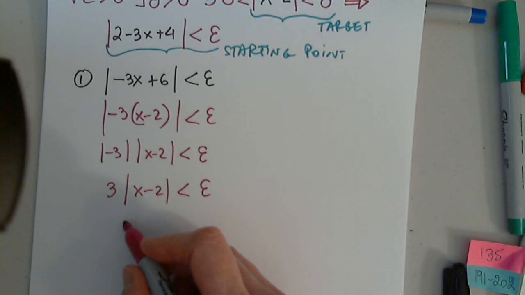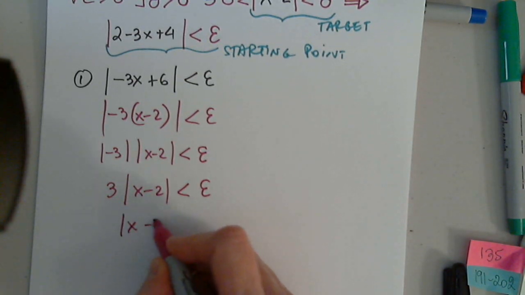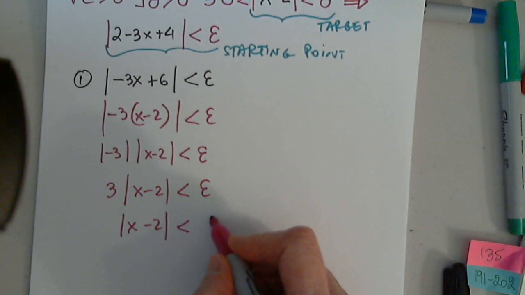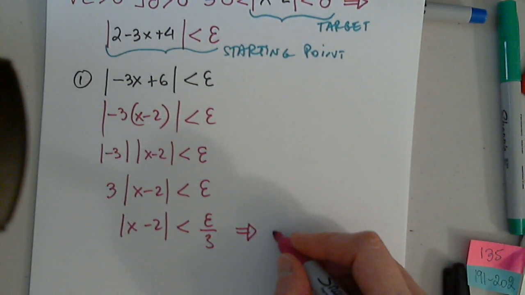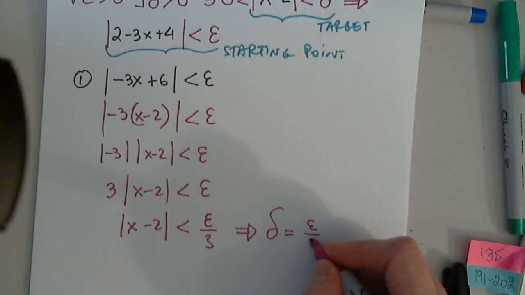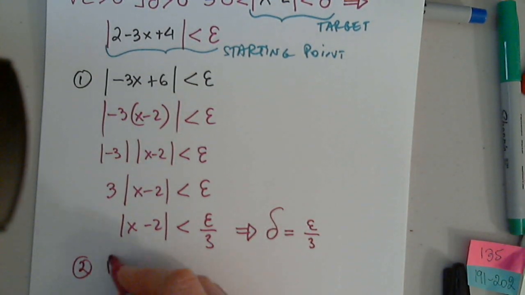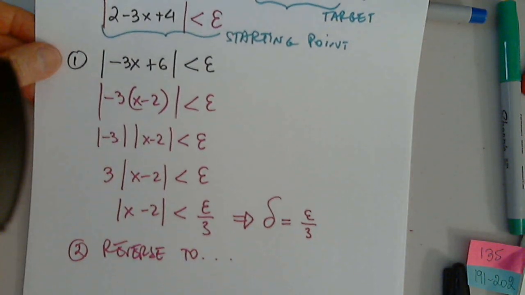delta... I'm not finished yet. Okay. It's going to be absolute value x minus 2 less than epsilon over 3. That's it. So what do we conclude now? We can have a delta equal to epsilon over 3. Excellent. Well done. So then we reverse the steps, of course, you know what I mean, to show that delta equals epsilon over 3 works. Great job. Well done.